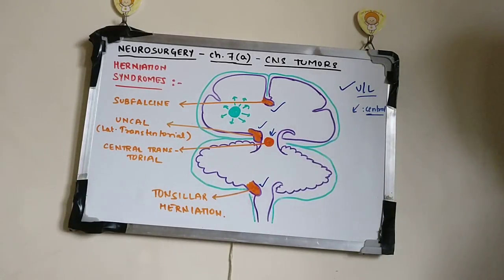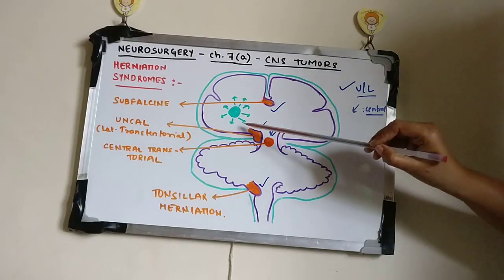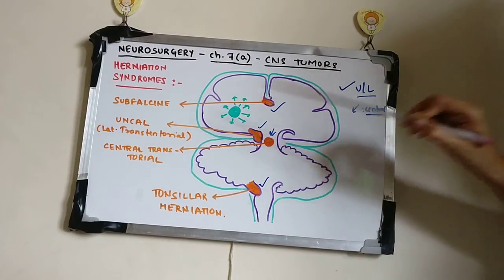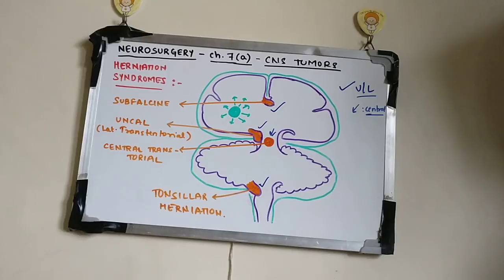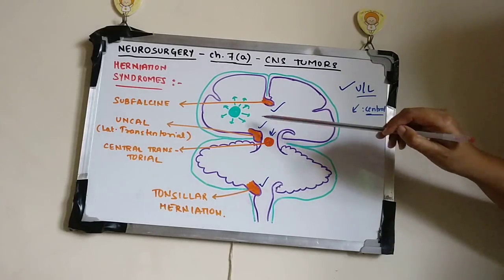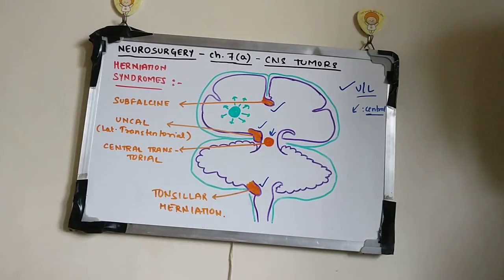Next comes your uncal herniation, which is also known as your lateral transtentorial herniation. Now it occurs when the mass is unilateral, especially if it is in the temporal lobe or the medial temporal lobe, and it is displaced inferiorly and medially through the tentorial notch. So your hippocampal gyrus is primarily going to move inferiorly and medially, causing your uncal herniation or your lateral transtentorial herniation.